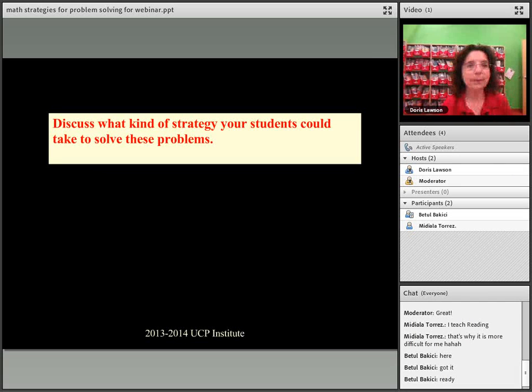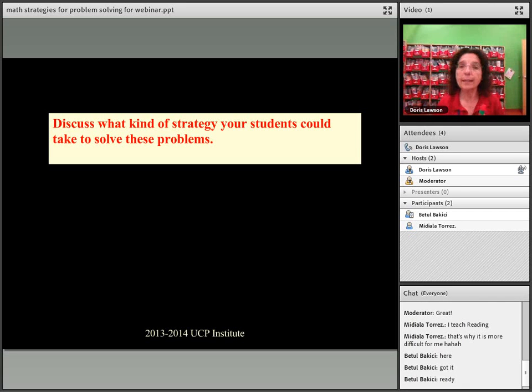All right. So, we were going to have a discussion on what kinds of strategies your students could take to solve these problems. But remember, I talked about those at the beginning. Right now, instead of continuing into more different kinds of strategies, I want to make sure that they solve the problem one way and then use another strategy to solve the same problem.